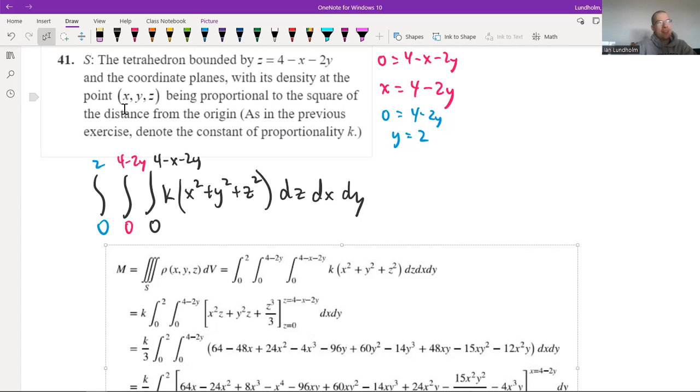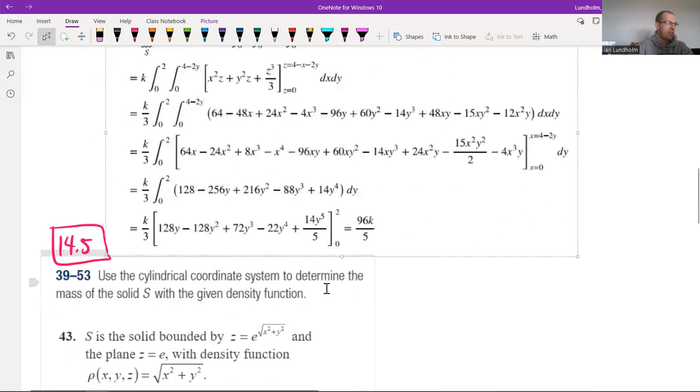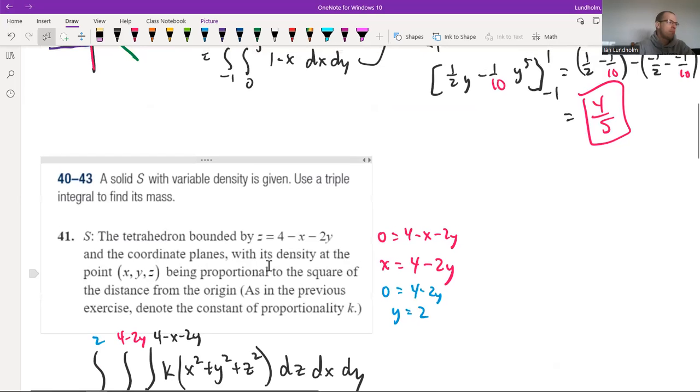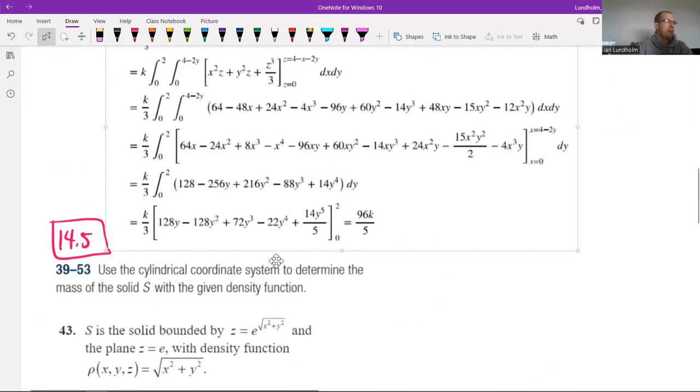I don't know how many objects in real life have a density that's proportional to the square of the distance from the origin. One of the things that we will look at pretty soon is vector fields. And if you look at gravity as a vector field, being proportional to the square of the distance from an origin actually makes sense. So maybe not so much in the physical space of density, but we're about to look at forces and vector fields, and that kind of context actually makes sense there.